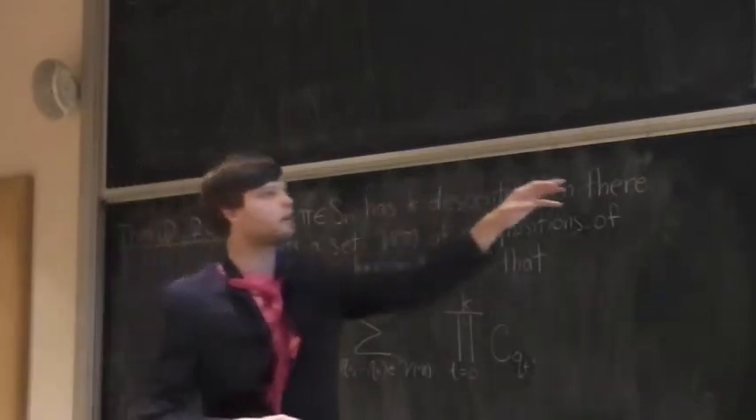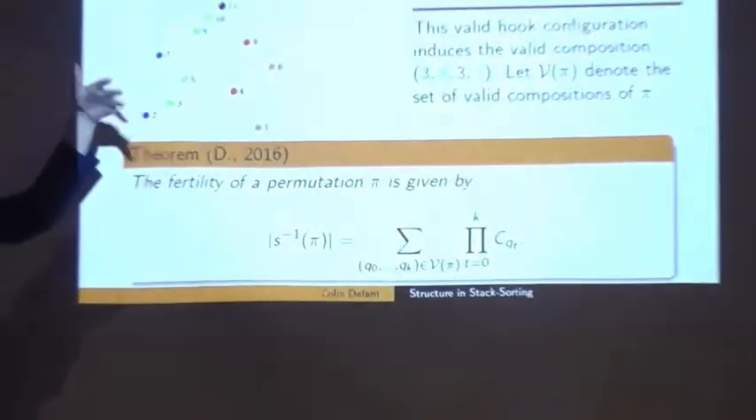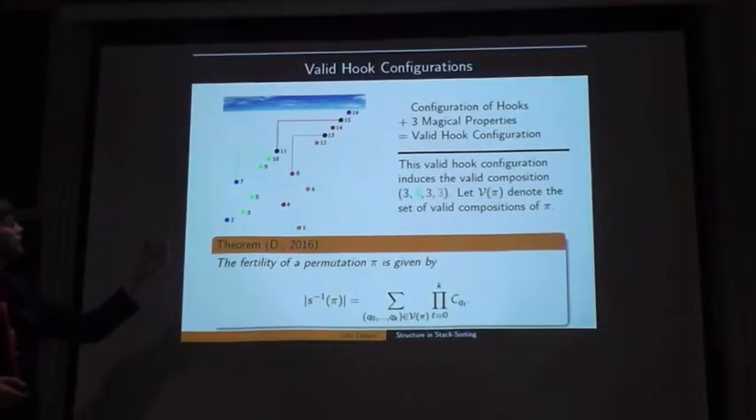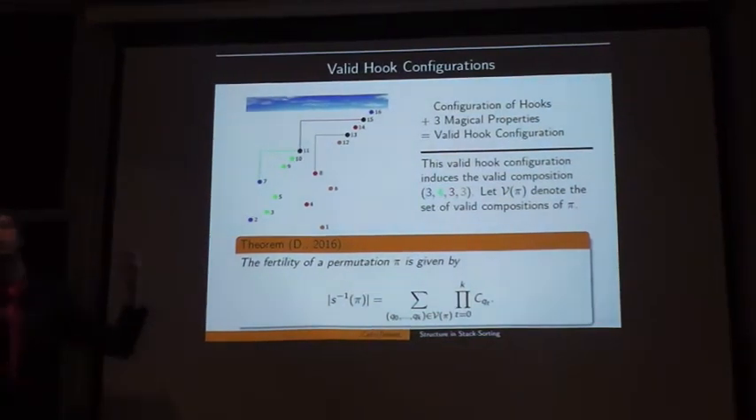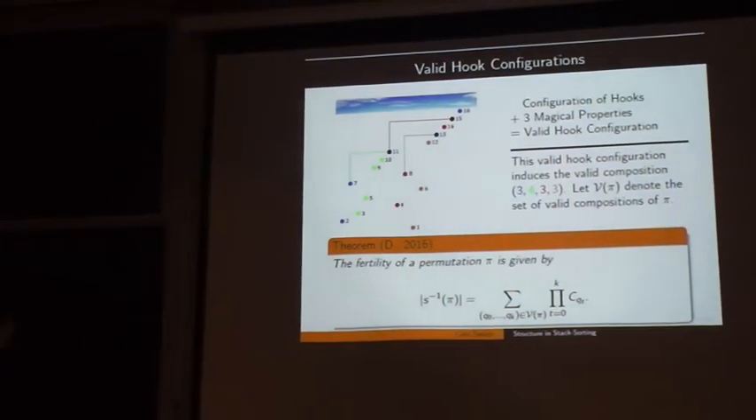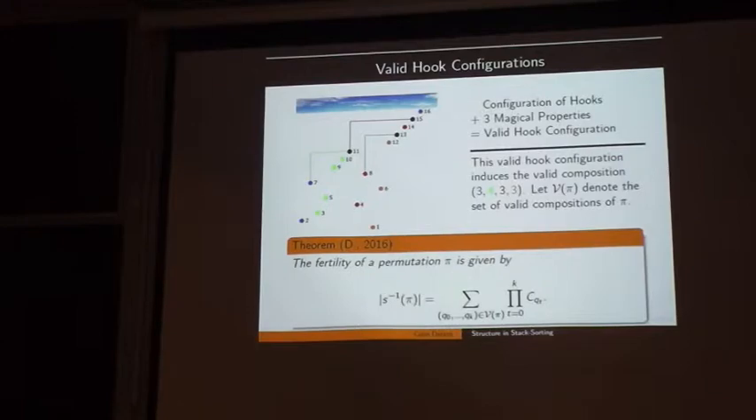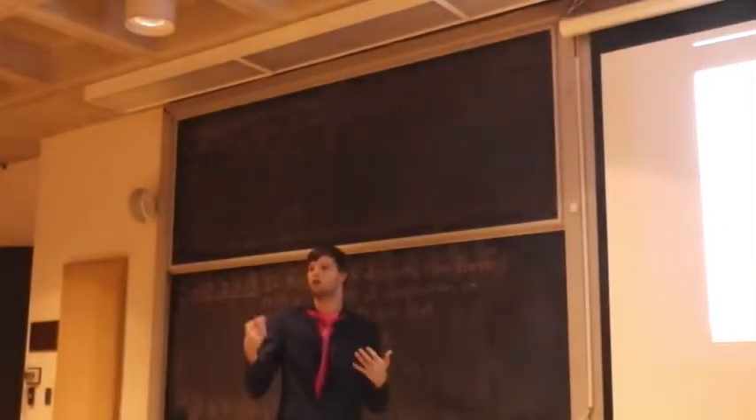So for example over here, this is a permutation of length 16, so n is 16. And you can check that it has 3 descents, so k is 3. And as I said before, this is a composition of 13, which is 16 minus 3, into 4 parts, and 4 is 3 plus 1.